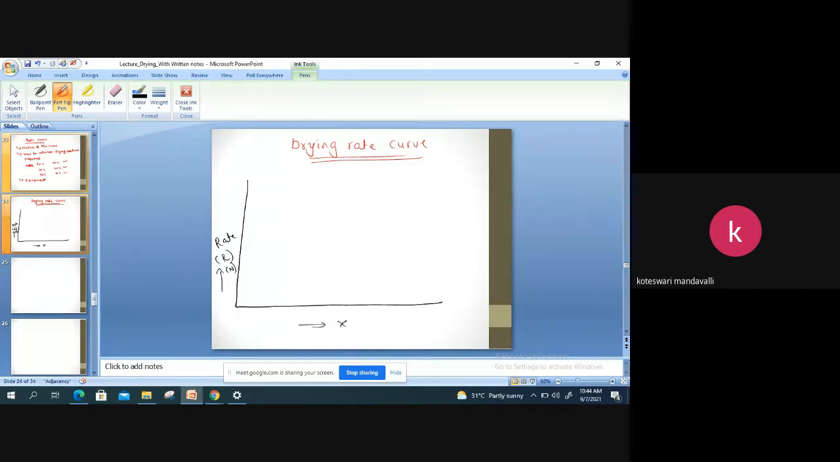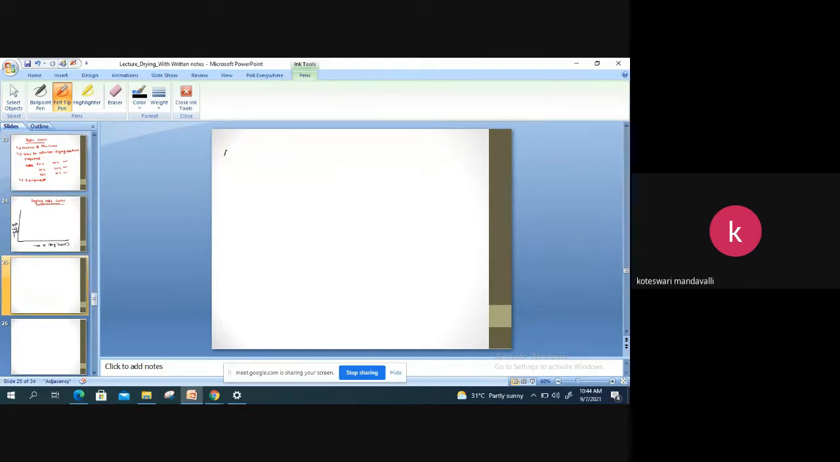Here the moisture content is expressed on a dry basis. Moisture content on dry basis. So what are this R and N? If you want to see the definition, what is N or R?